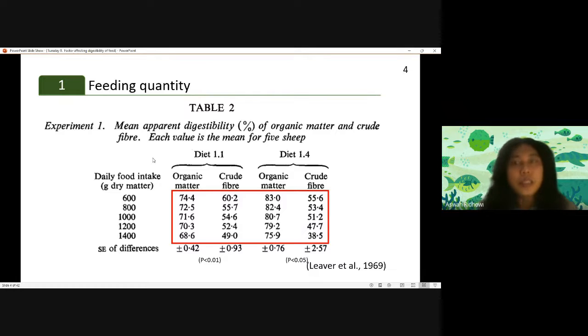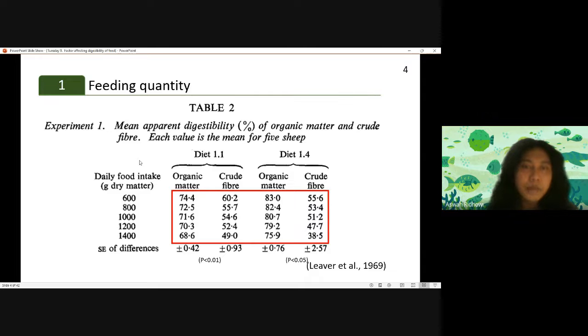So for the feeding quantity, according to this research, this experiment tried to identify the average digestibility of organic matter and crude fiber from the sheep. This experiment used two types of diet: one ratio is 1 part hay to 1 part concentrate, and another one is, I'm sorry, 1 part hay and 4 parts concentrate.